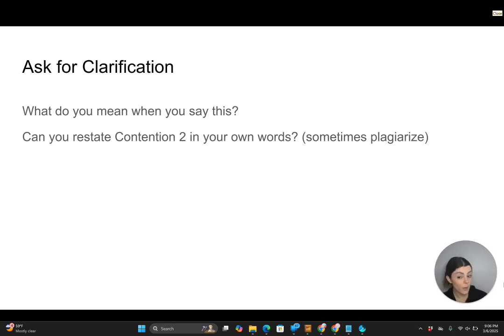Then you can easily say in your rebuttal speech, Judge, my opponent's contention 2 makes no sense, and when I asked them to explain it in cross, they couldn't even do it themselves. Just so you know, cross-examination is the formal term for questioning.